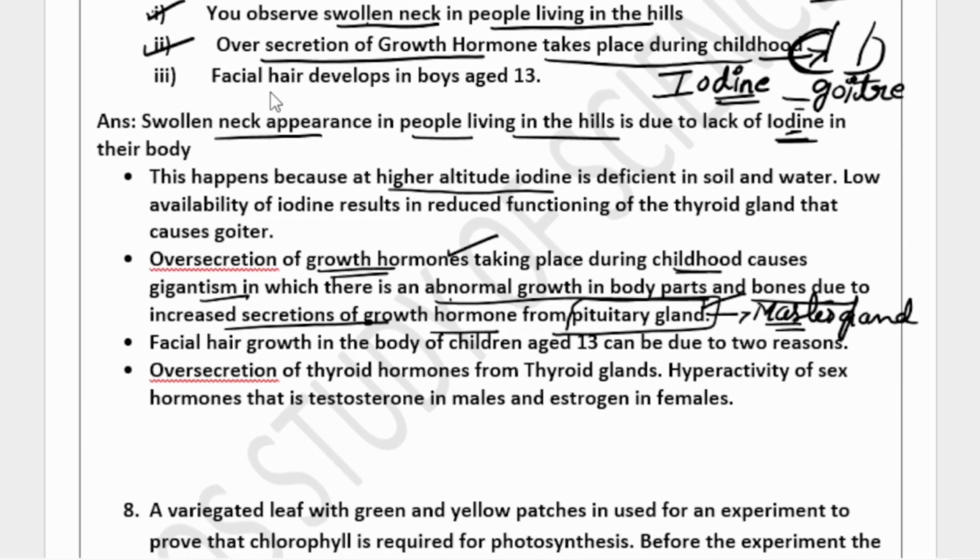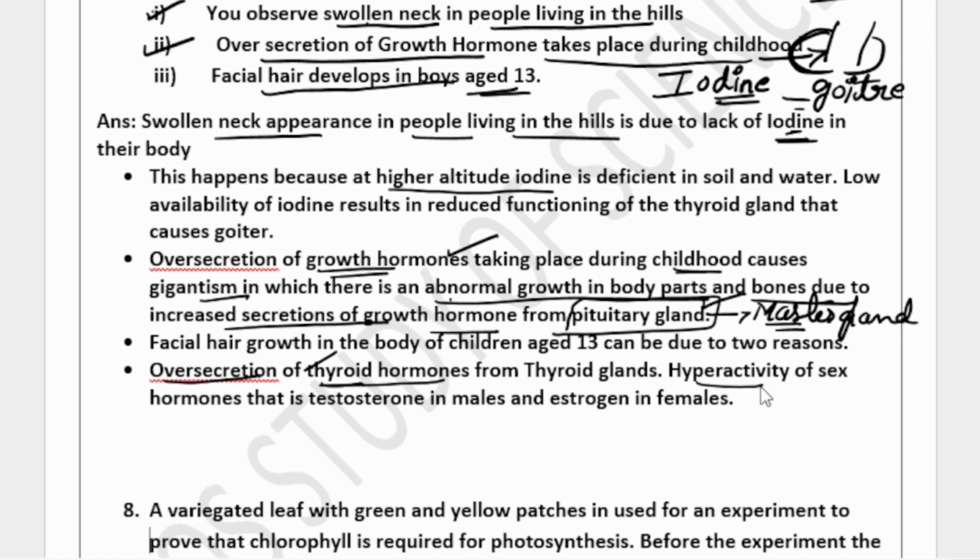Next, facial hair develops in boys at the age of 13. Because why? He is an adolescent. Correct. See, facial hair growth in children at the age of 13 is due to two reasons. One is oversecretion of thyroid hormone. Thyroid hormone is responsible for overall metabolism. You may wonder, why is thyroid hormone playing a role? What is the role of thyroid hormone in the development of facial hair? Because for overall body metabolism, thyroid hormone is playing a role.